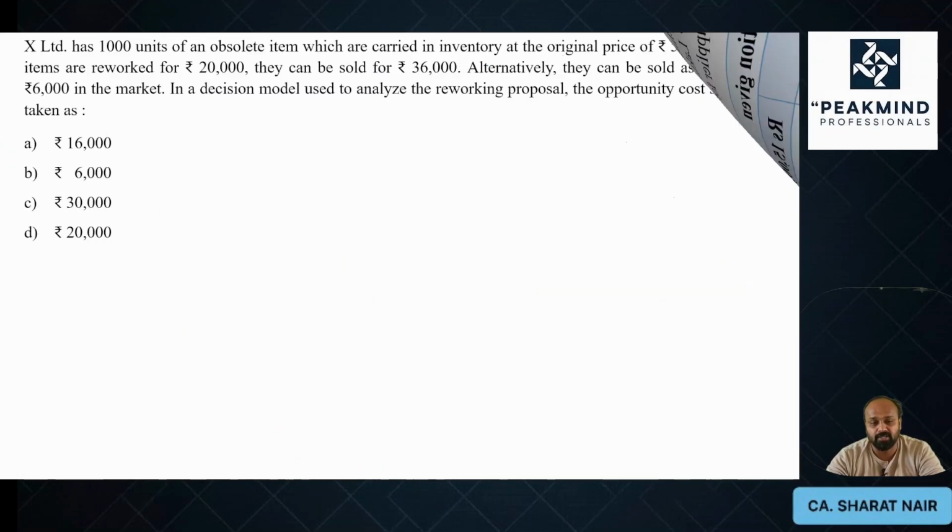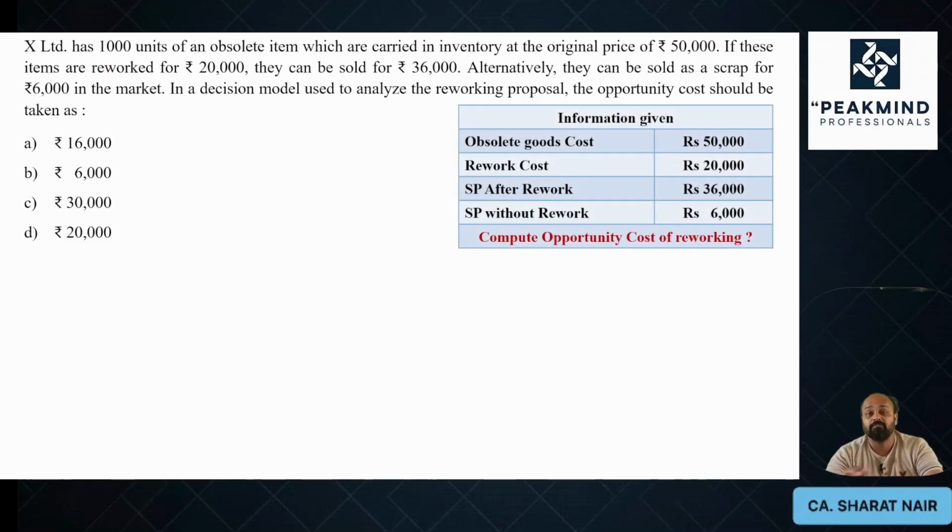Moving on to the next MCQ. Given information, they have mentioned that in my godown there is certain obsolete goods which is lying, which is costing rupees 50,000.